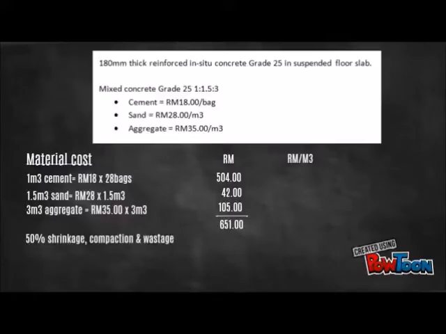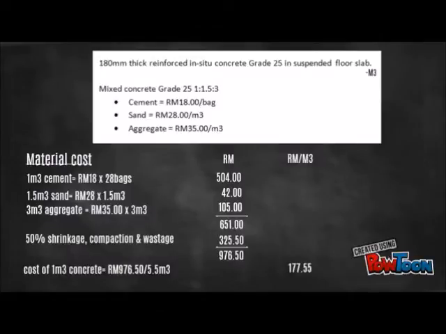We have to allow 50% for shrinkage, compaction and wastage for material from the sum above and get the total again. This is the cost of 5.5 meter cube concrete, so we have to divide the sum by 5.5 to get the cost per meter cube.